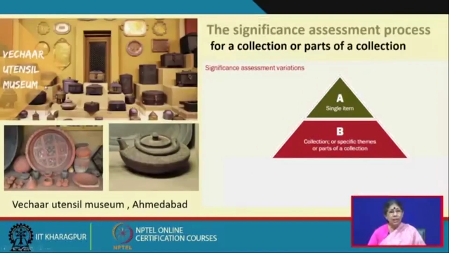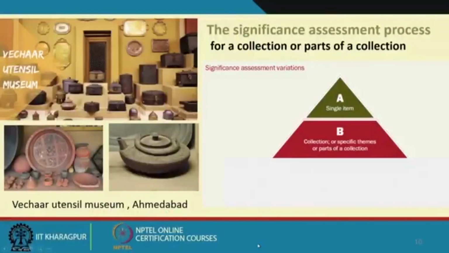We can see various types of that, like this is the Vishala Utensil Museum in Ahmedabad, which is an utensil museum, where utensils of different types, different materials, different time periods are stored. So, the significance of this museum is contributed by the different types of artifacts. It is the collection of all these different types which contribute to the significance of this museum. Each and every one of these items is very significant.